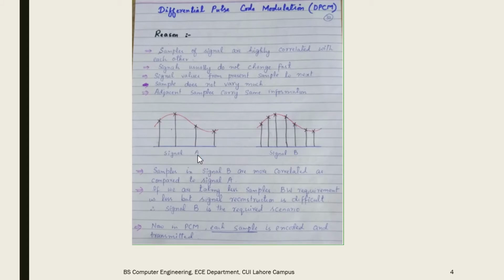But the drawback is that at the receiver side signal reconstruction is also very difficult. Therefore signal B is the required scenario, because here the samples are more correlated, and because of this signal reconstruction is very easy at the receiver side. Now in PCM we know that each sample is encoded and transmitted. We have to transmit all samples, and for that purpose all samples are encoded and then transferred.